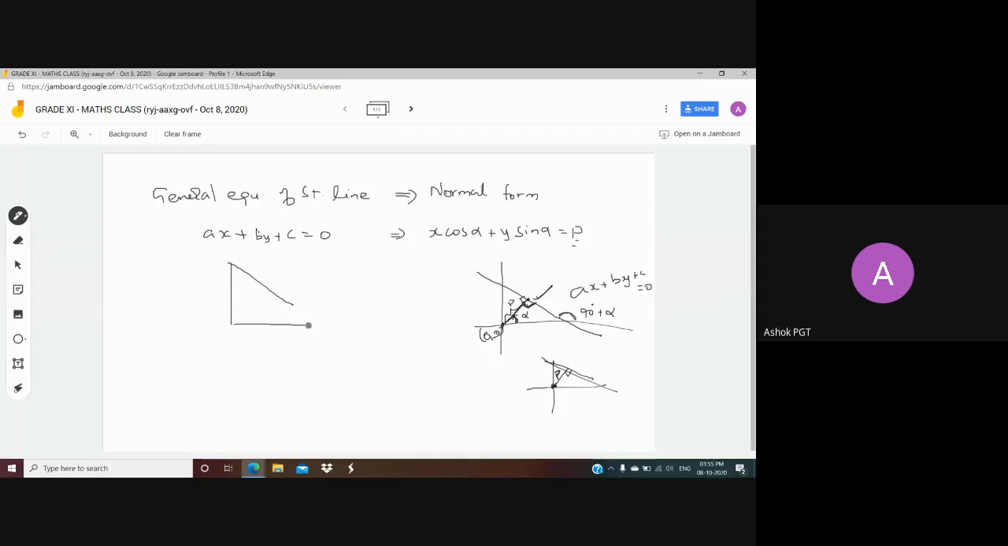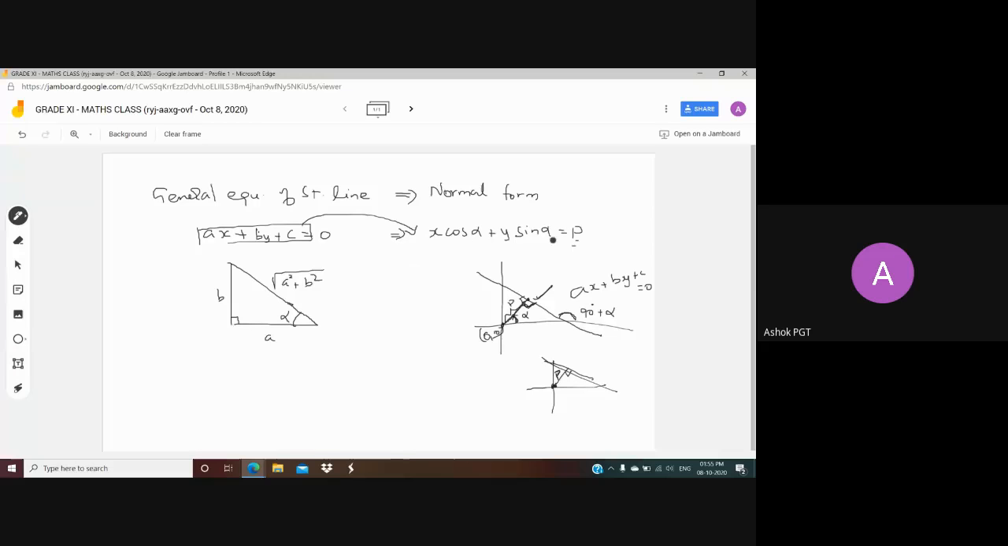Now I am drawing the right triangle in which I am considering this angle as alpha, and this is a, this is b. As per Pythagoras theorem, this hypotenuse will be root of a square plus b square. Now, our aim is to convert this general equation into the normal form.